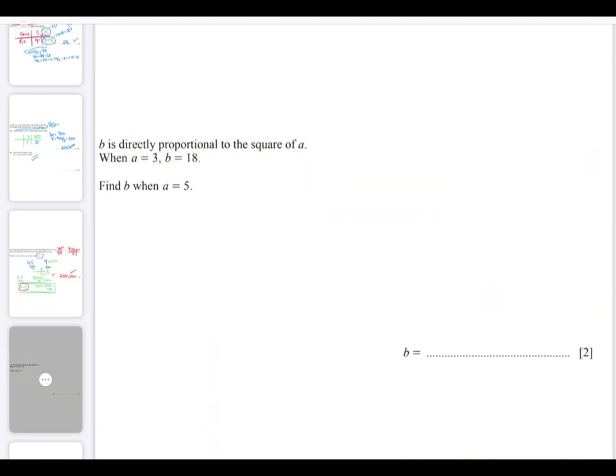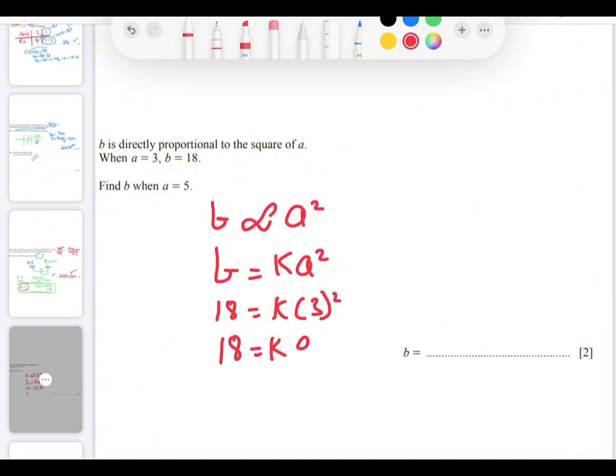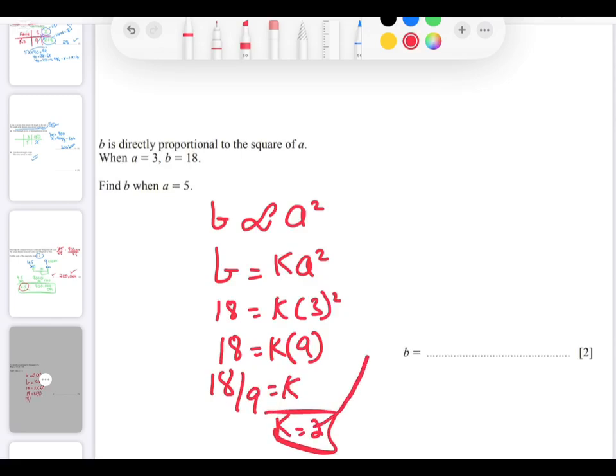B is directly proportional to the square of A. Now we need to write it as B equals K A square. The value of A is 3 and the value of B is 18. So 18 equals K times 3 square. So 3 square will be 9, so 9 goes to the other side. So the value of K will be 2. So I put 2 here. So this will become B equals 2A square. This will be your final equation.